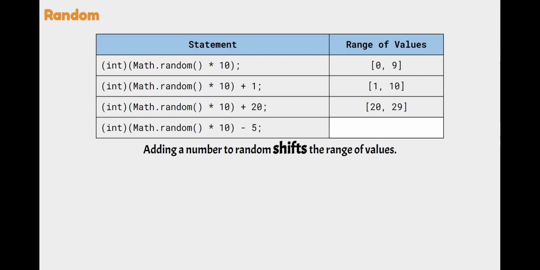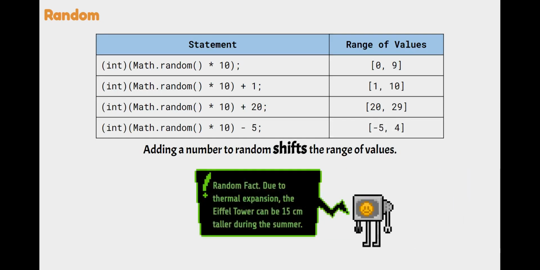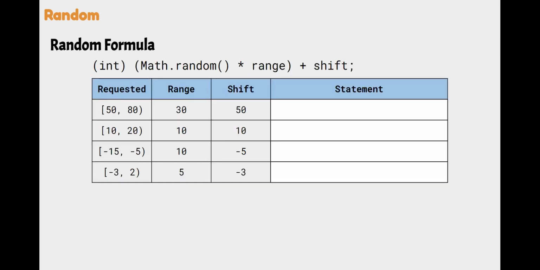If we subtract 5 from that outcome, that will shift us to the left. Instead of our low value being 0, our low value will be -5. And instead of our high value being 9, our high value will be -4. So adding a number to random shifts the range of values that we get, which then makes this formula very useful for generating a number in a range of values.